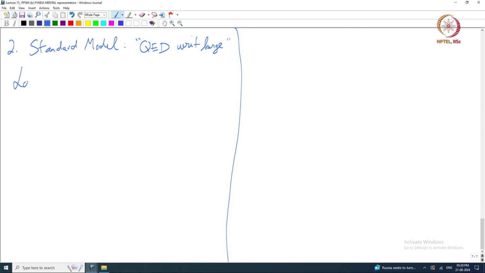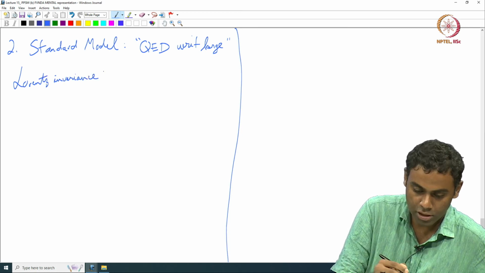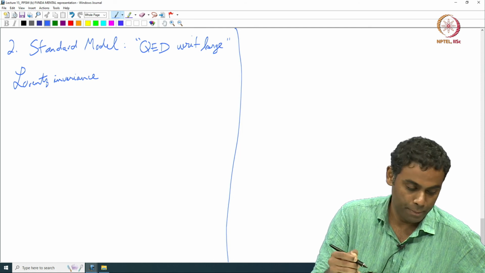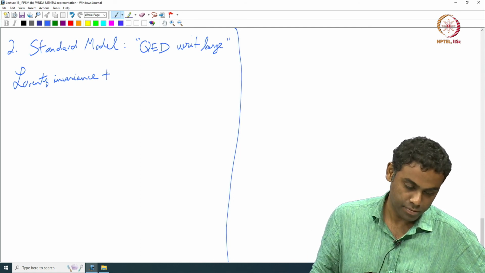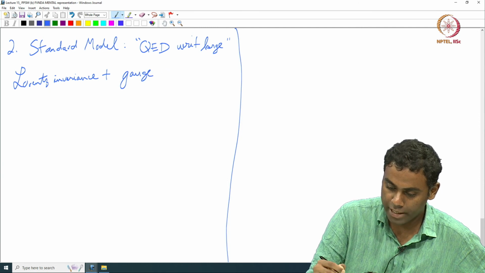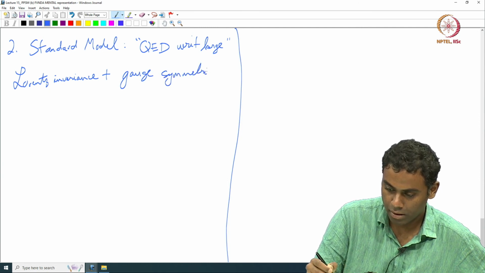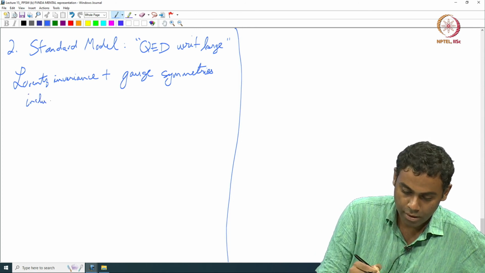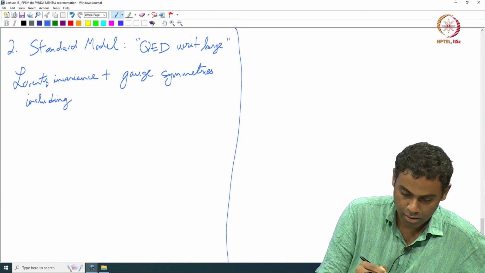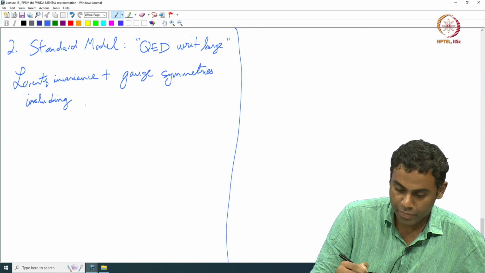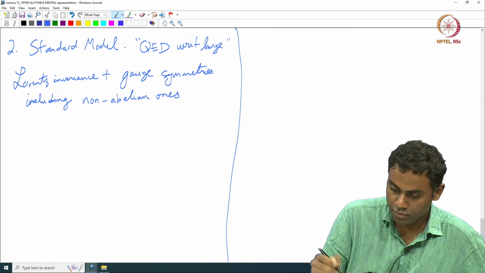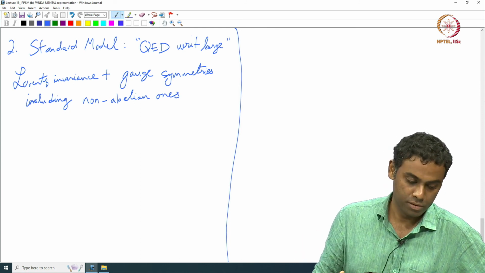So, this will now involve putting together Lorentz invariance, that is always there. Without Lorentz invariance, none of this is going to work out, okay. We are always going to assume Lorentz invariance, plus more gauge symmetries, including non-abelian ones. What are non-abelian groups? We saw, right, those in which commutativity is not a property, correct.